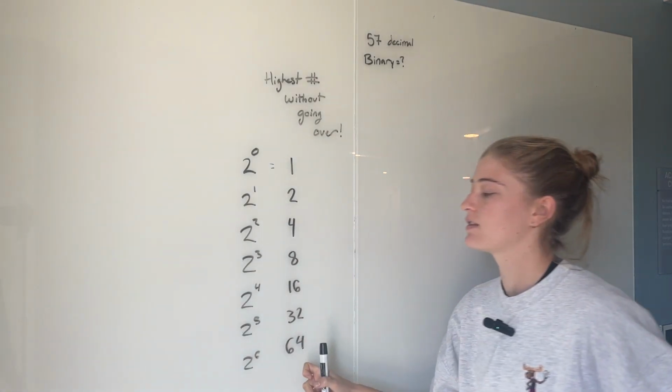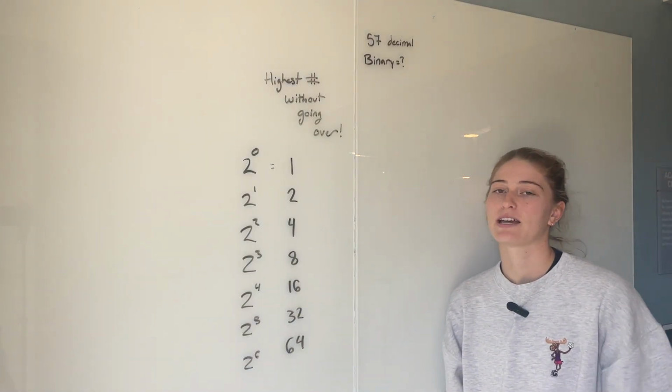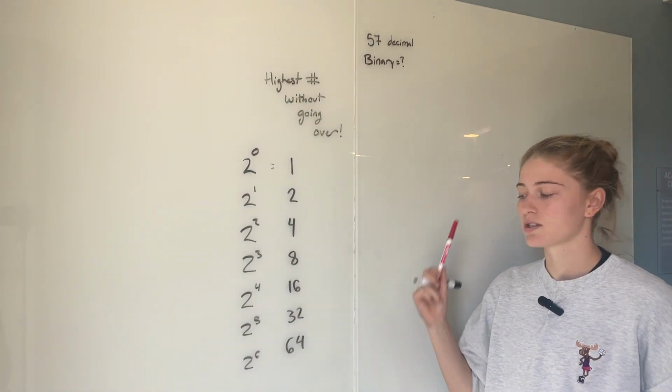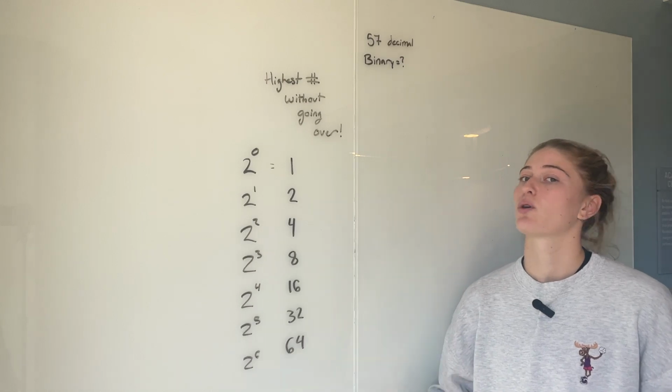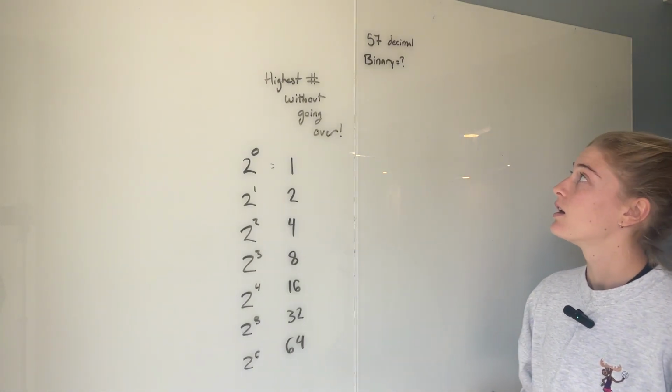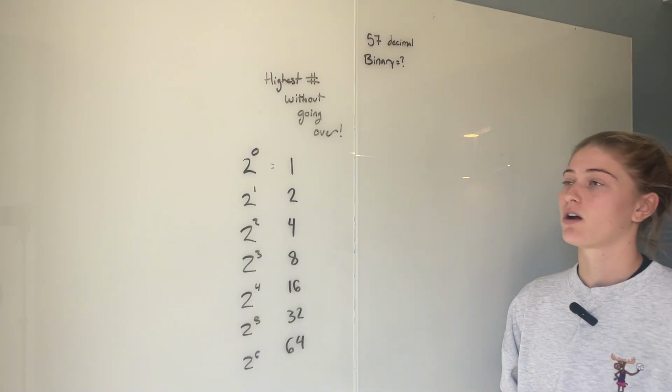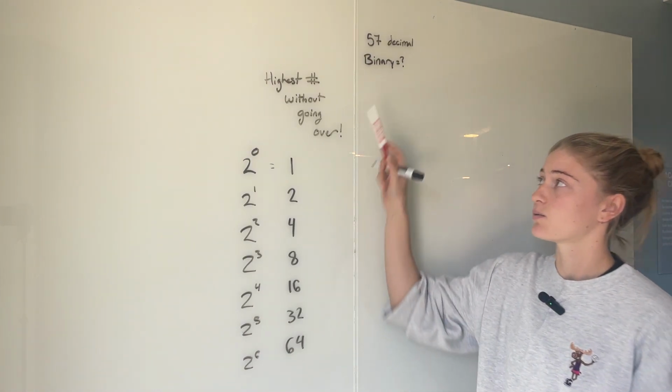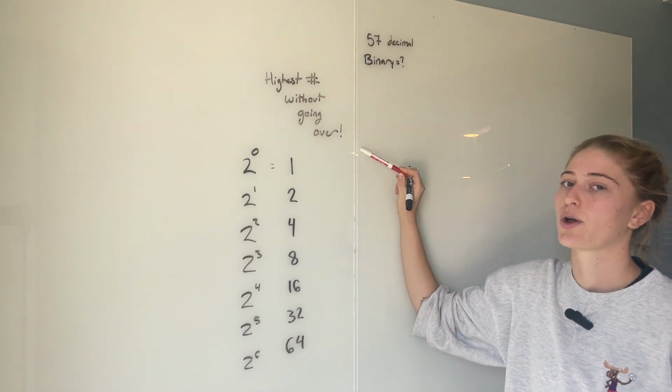I recommend writing these down on the side of your paper whenever you have a test or homework, or just generally memorizing them or knowing them really fast off the bat. That's going to help you any time you work with binary. Now for 57, our rule is we're going to try and find the highest number without going over.